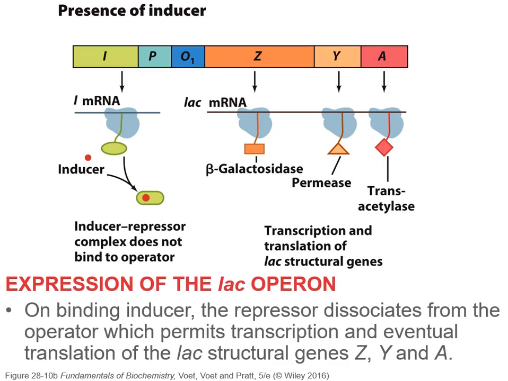So the inducer here is the allolactose. So the inducer acts as a ligand to change the conformation of the repressor so that it can't bind to this operator right here. And when the repressor can't bind to the operator, then the RNA polymerase is able to bind to the promoter. And then you get the transcription of the genes Z, Y, and A, which code for beta-galactosidase, permease, and transacetylase, respectively.